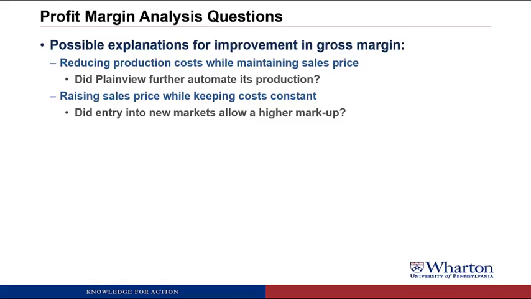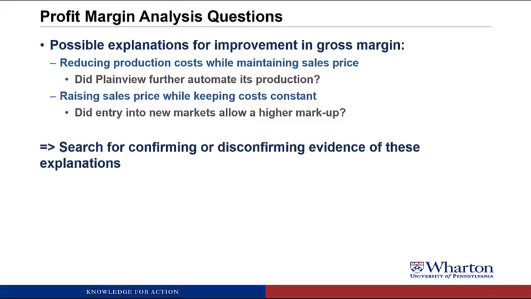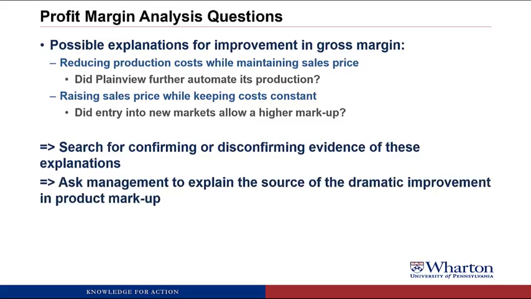There are no more ratios in the income statement that would allow us to drill down even further. So at this point, we're going to have to search for confirming or disconfirming evidence of these explanations elsewhere in the financial statements and ratios. And of course, if we were the analyst on the call, we could actually ask management very specific questions about what the source of their improvement in gross margin was.